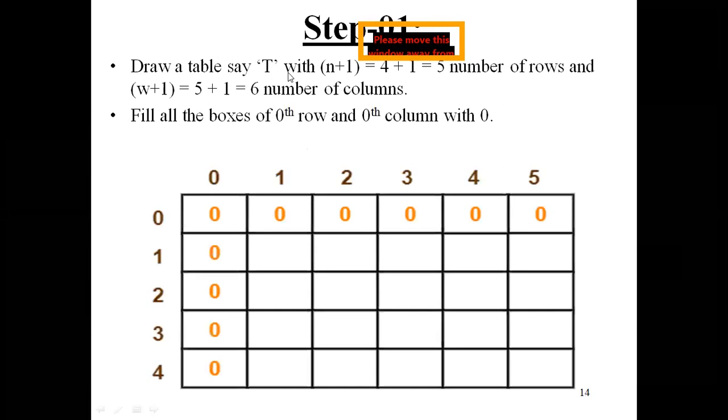Now draw a table, say T, with n plus 1, 4 plus 1, 5 number of rows, and W plus 1, 5 plus 1, 6 number of columns. Now fill all the boxes of 0th row and 0th column with 0. Why? Since initially there are no items in the bag, that is why it is 0. 0 profit, 0 weight. So we filled the first row with zeros and first column with zeros.